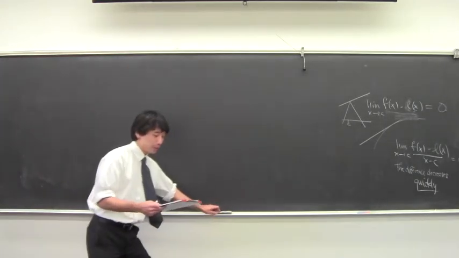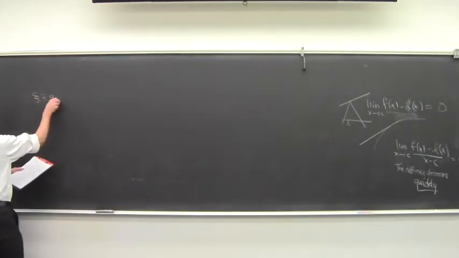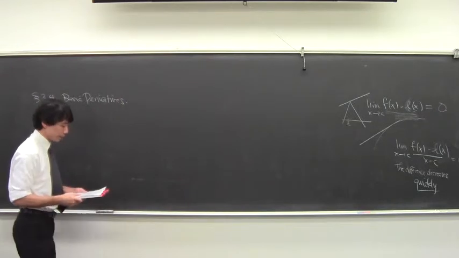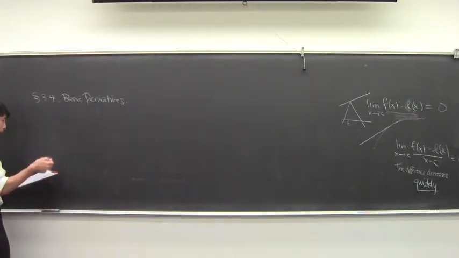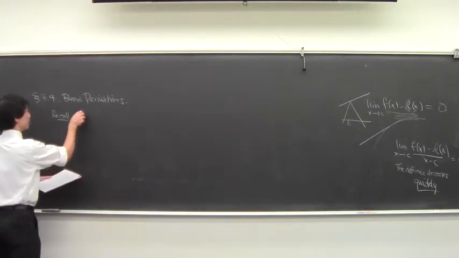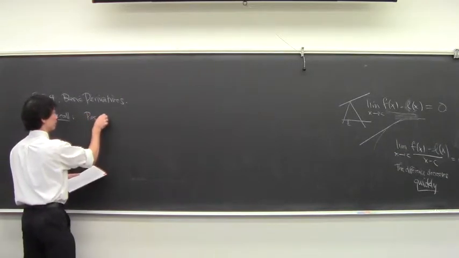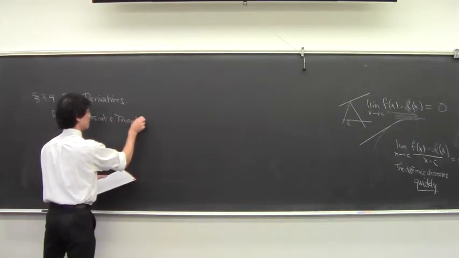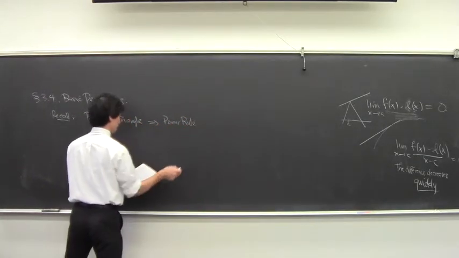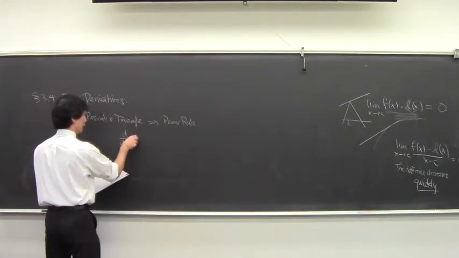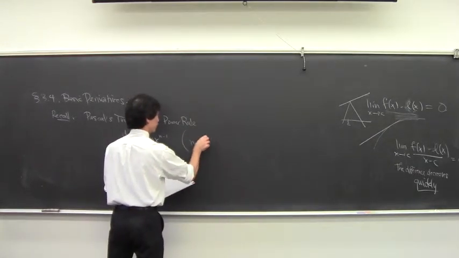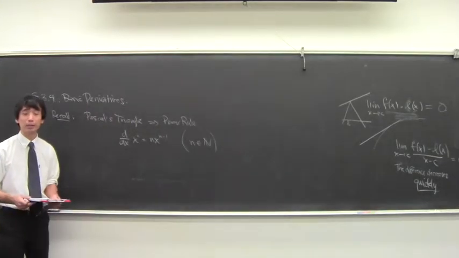Okay, so 3.4, let's go on. Basic derivatives. First thing is that, recall that because of Pascal's triangle, basically we got the power rule, which said that the derivative of x to the n was n x to the n minus 1, as long as n was a natural number, right? n was 1, 2, 3, etc.